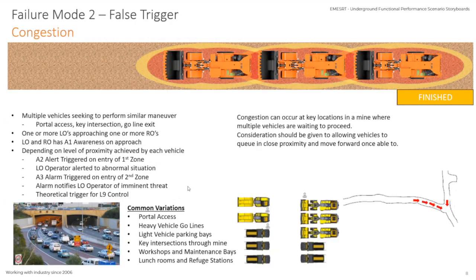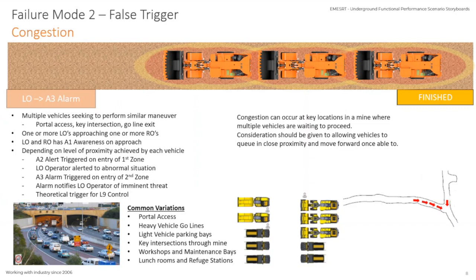Now we move into some possible false triggers as a result of those two previous ones. The first one being congestion. Congestion is something that does occur underground, and in a lot of cases, it's actually quite deliberate. So we've got examples in an underground mine where you need vehicles to queue up or bunch up together to either await permission to do something or generally as part of their job.